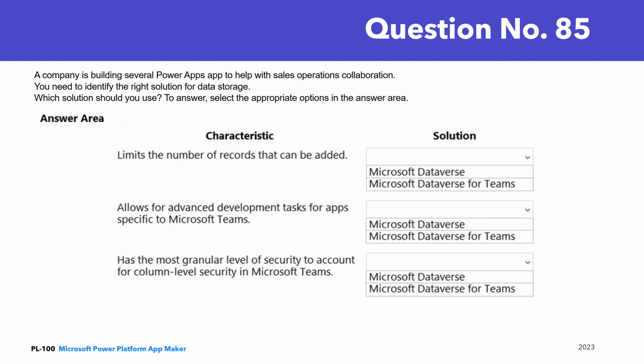A company is building several Power Apps apps to help with sales operations collaboration. You need to identify the right solution for data storage. Which solution should you use? To answer, select the appropriate options in the answer area. Characteristic: limits the number of records that can be added. Solution: Microsoft Dataverse for Teams. Characteristic: allows for advanced development tasks for apps specific to Microsoft Teams. Solution: Microsoft Dataverse. Characteristic: has the most granular level of security to account for column level security in Microsoft Teams. Solution: Microsoft Dataverse.